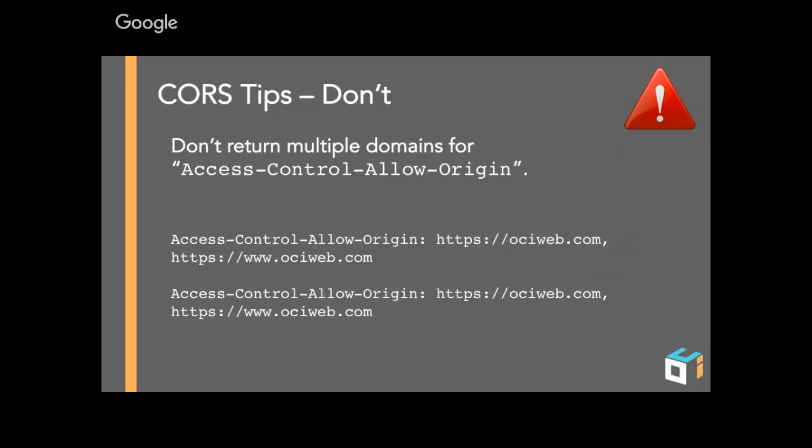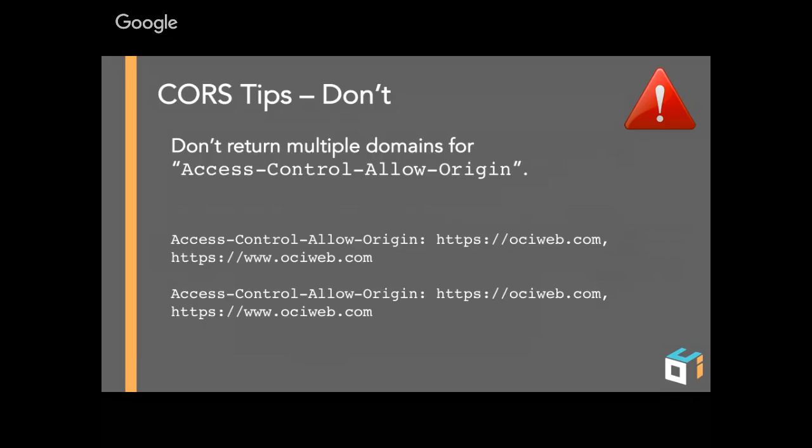And just don't return multiple domains for Access-Control-Allow-Origin. All right, here's some examples. Actually, it's the same example. I meant to actually have one example that had a comma and the other one with a space, but that was the point. So this will not work. And don't try to duplicate the line over and over again. That won't work either. So don't do it.